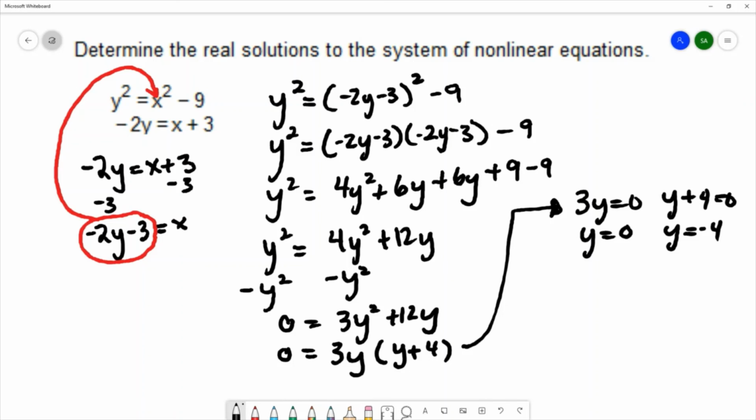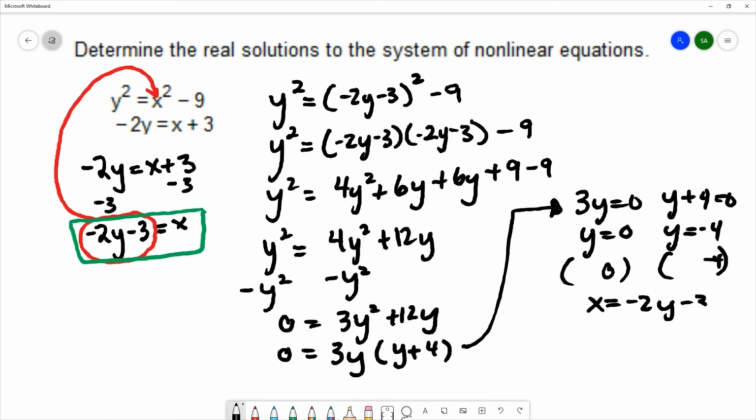So I have two ordered pairs and the y coordinates of both of these ordered pairs. And I need to find the x coordinates. So what I'm going to do is use this equation right here since it's solved for x. I'm using the equation x equals negative 2y minus 3. And if y is equal to 0, x will equal negative 2 times 0 minus 3, and that's negative 3. So one of those ordered pairs will be negative 3, 0.